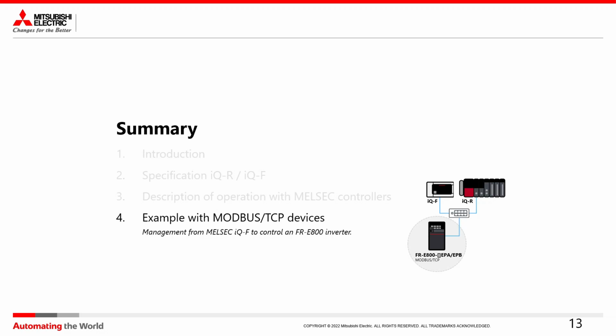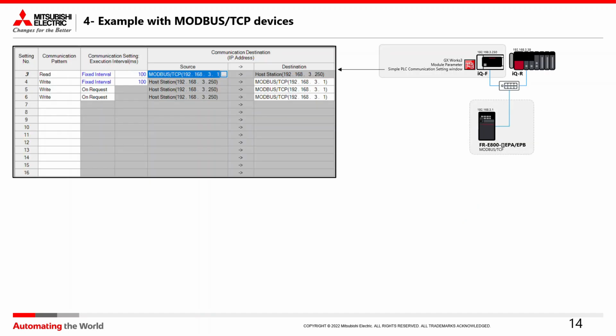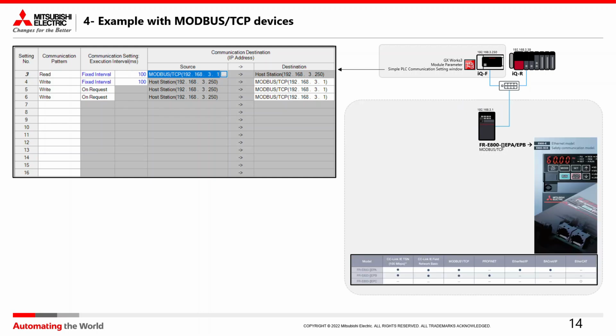Let's continue now with the example of how to manage the function on the Melsec iQ-F platform for data exchange with a Modbus TCP compatible device. In the example, we used a Mitsubishi Electric inverter model FR-E800. Regarding the FR-E800 inverter, the models to be used are with the final acronym APA or APB because they are compatible with the Modbus TCP communication protocol.